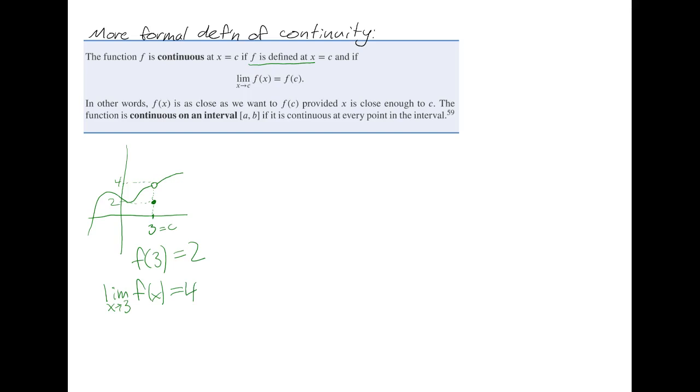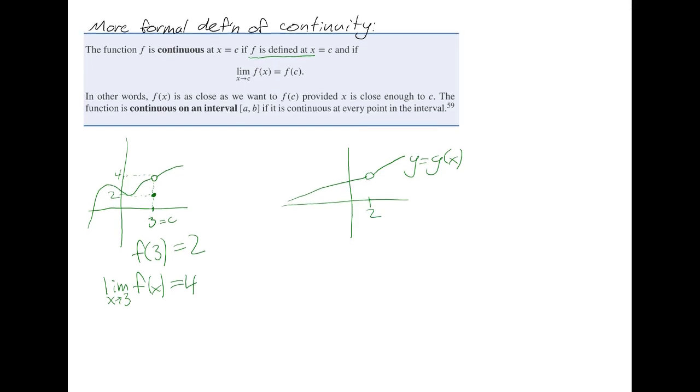That makes sense because you can't really draw this other spot without lifting up your pen. That's one way that could happen, or if it's just undefined. For example, if you have something that just has a hole and doesn't have another point here, if this is at 2 and this is a graph of y equals g of x, and g of 2 is just undefined, then it's not continuous because you can't draw straight through it. So that's this definition.